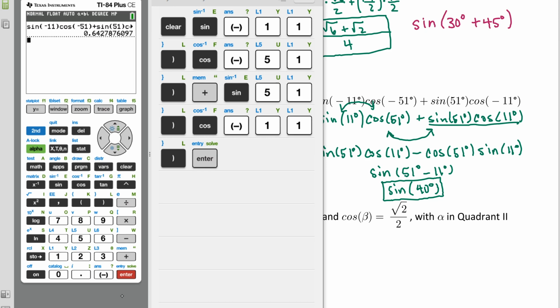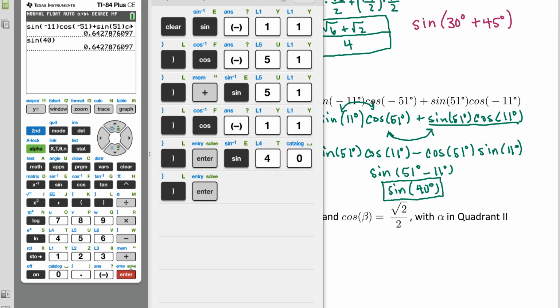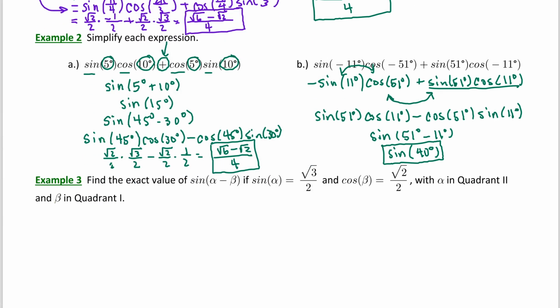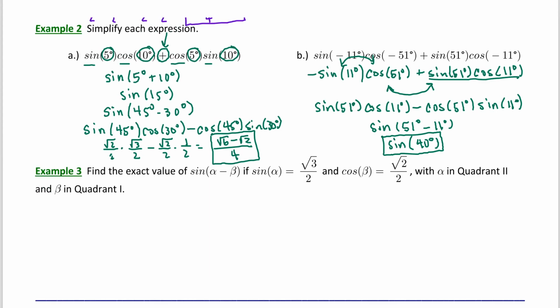Then I'm going to evaluate our final answer, sine of 40, and we get the same decimal value. So that means we have simplified it correctly. We're only using those decimal values to check. That's certainly not the answer that I want to report. Okay, let's finish with example 3.